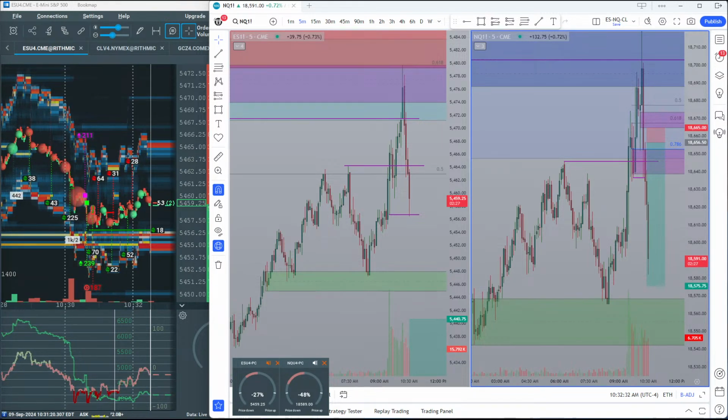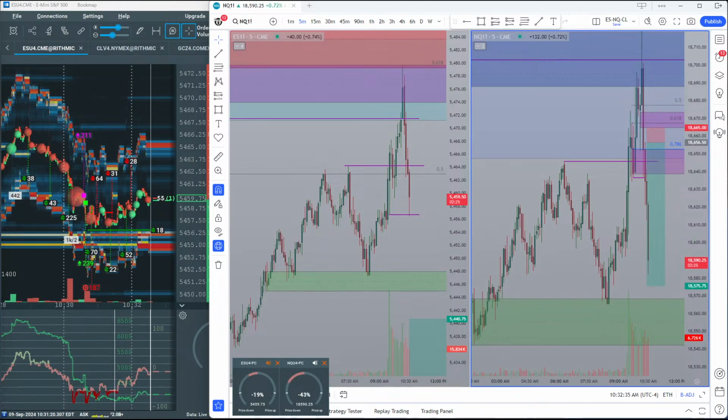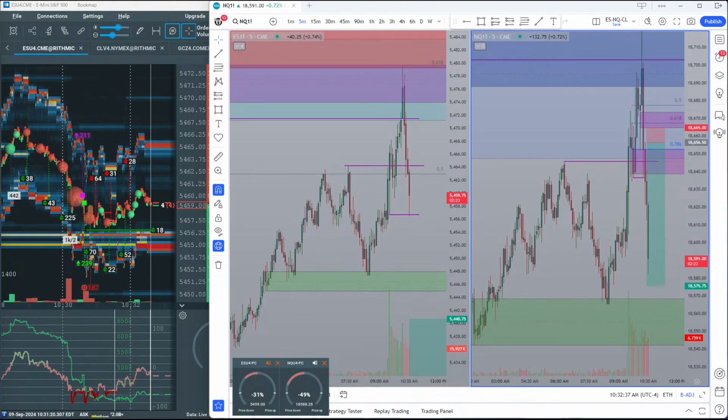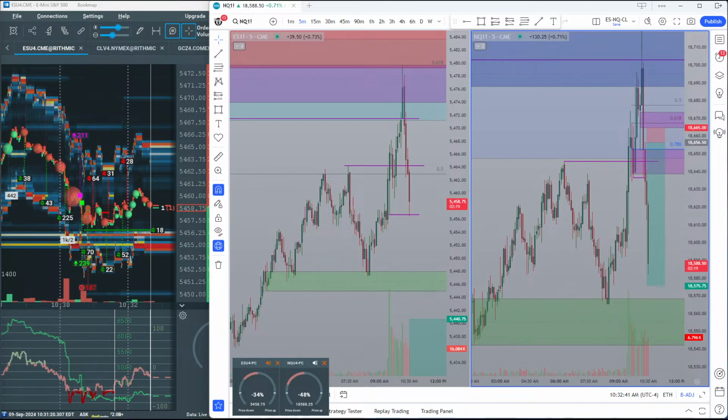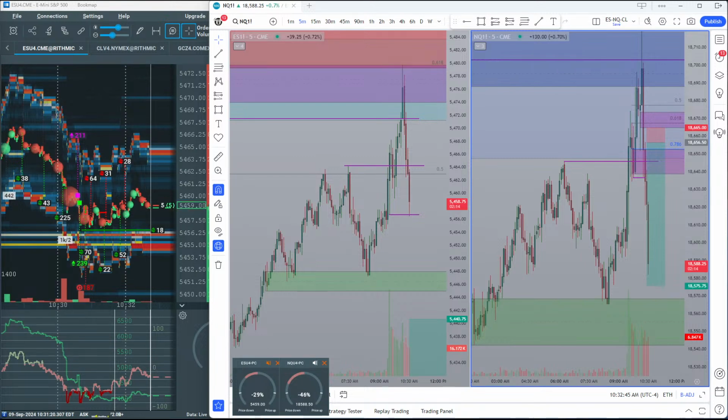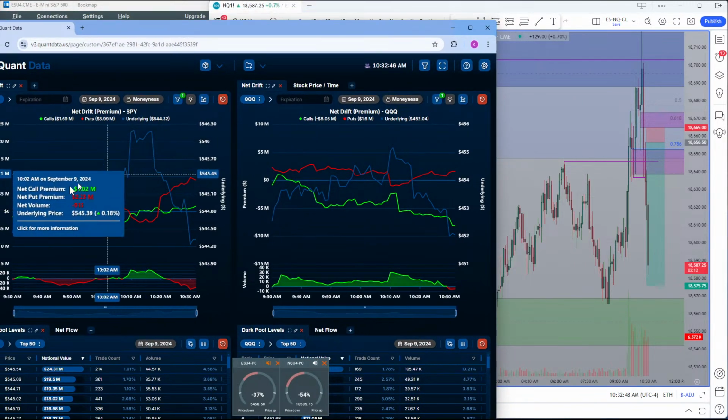So what I'm looking at right now, net drift, and obviously guys, I'm new to this tool, so it's going to take me a little bit to backtest, journal, and learn, and I'm going to be making videos for you guys. But I'm looking at the net drift from today.